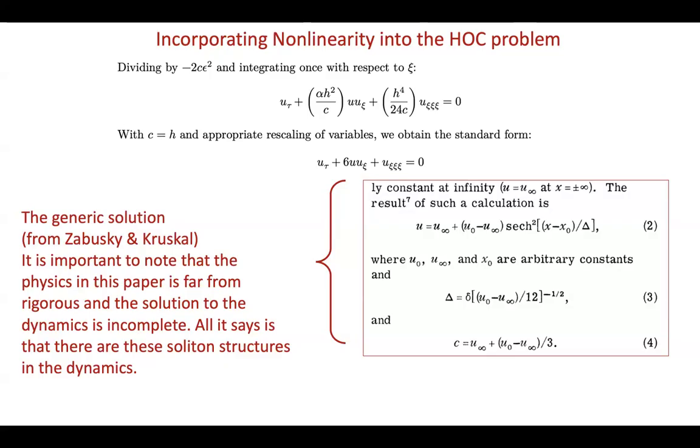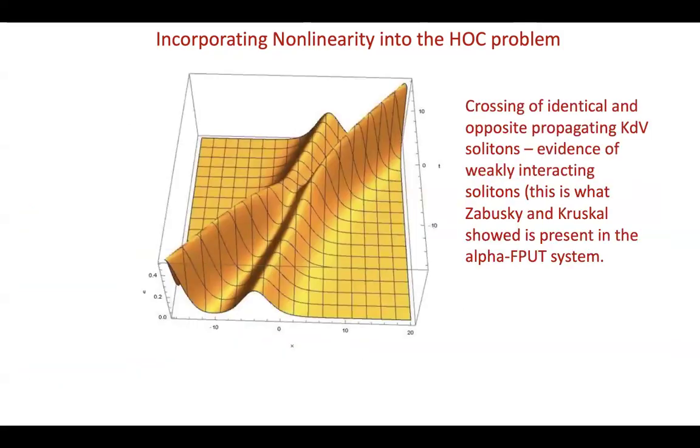It has nothing to do with correct physics. The physics is not given correctly, but the soliton is captured correctly. That's what is shown. In fact, in this picture, this is space and this is time. This direction is time, this is space.